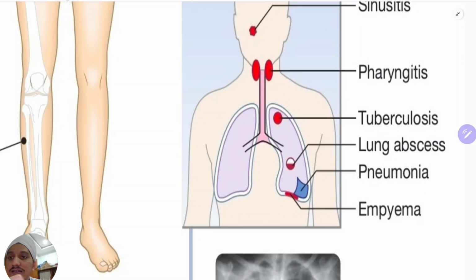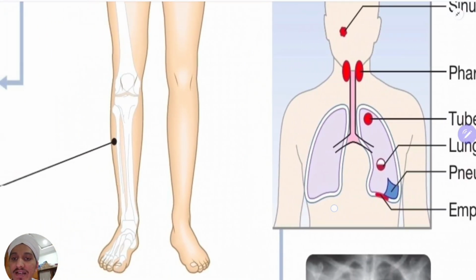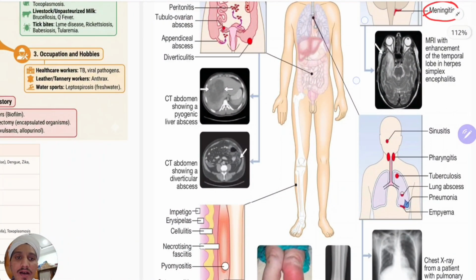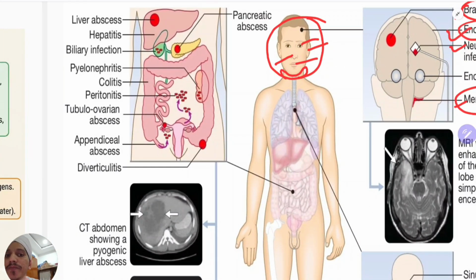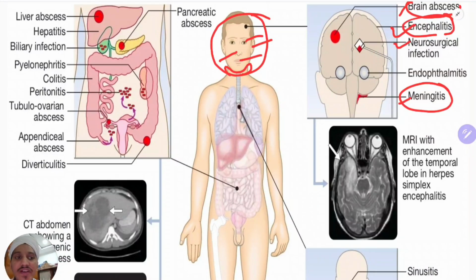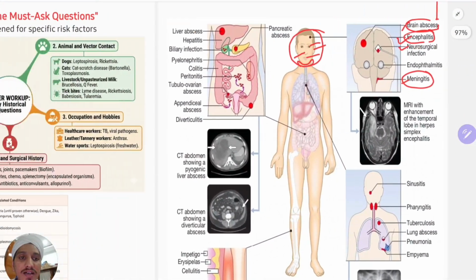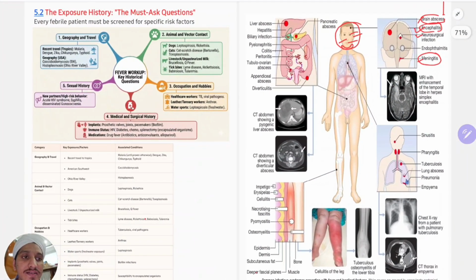Then you will ask the cardiac features, whether there is history of chest pain or palpitation, to rule out any endocarditis, pericarditis. That's about the respiratory and cardiac system. Similarly, you should ask history about the GI system. So you should remember these common infections. Then only you can ask this history regarding these.